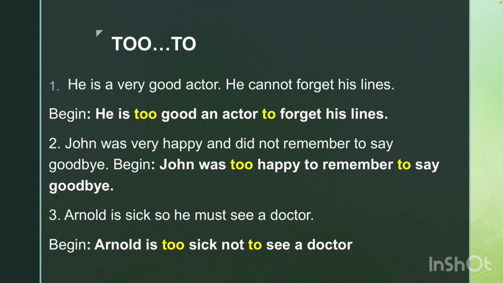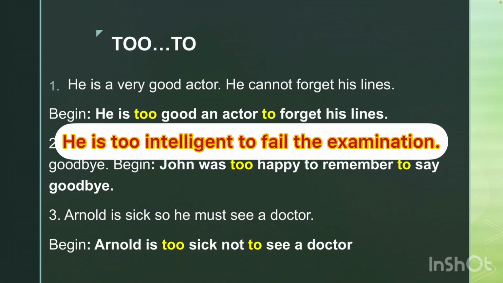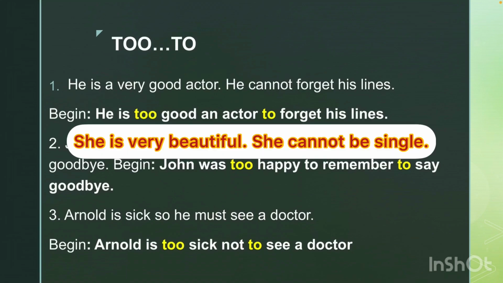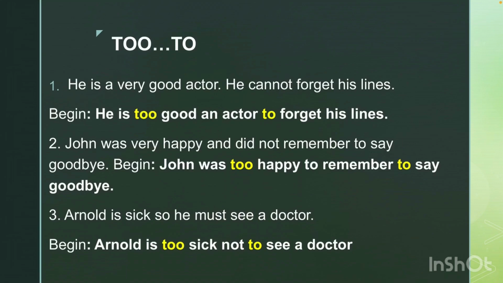Another example, I can give you another example. He is very intelligent. He cannot fail the examination. He is too intelligent to fail the examination. She is very beautiful. She cannot be single. She is too beautiful to be single. That's how you use 2-2.